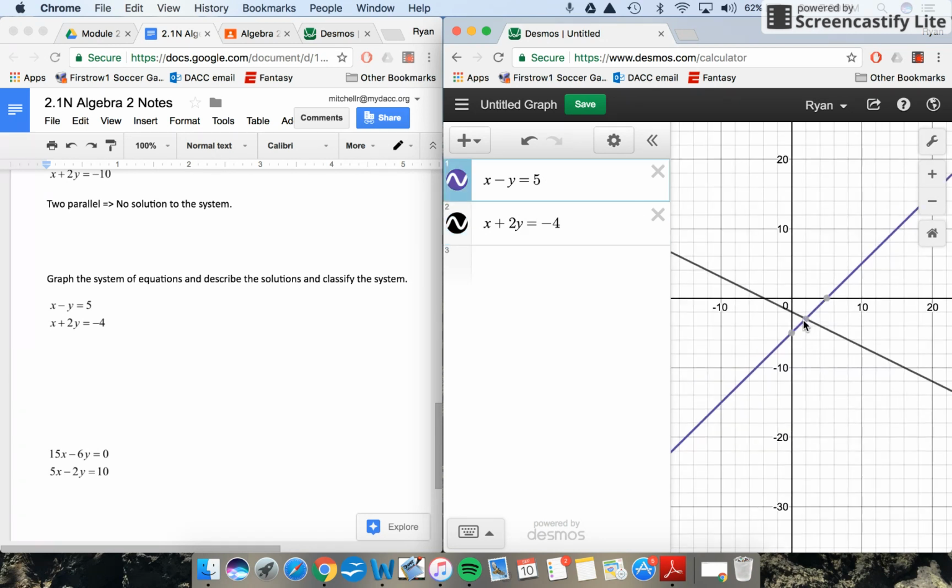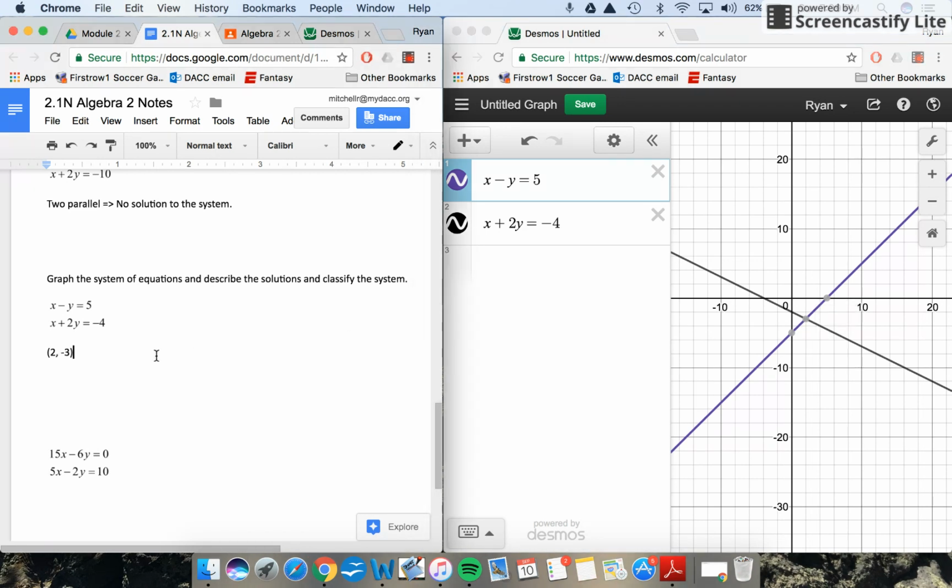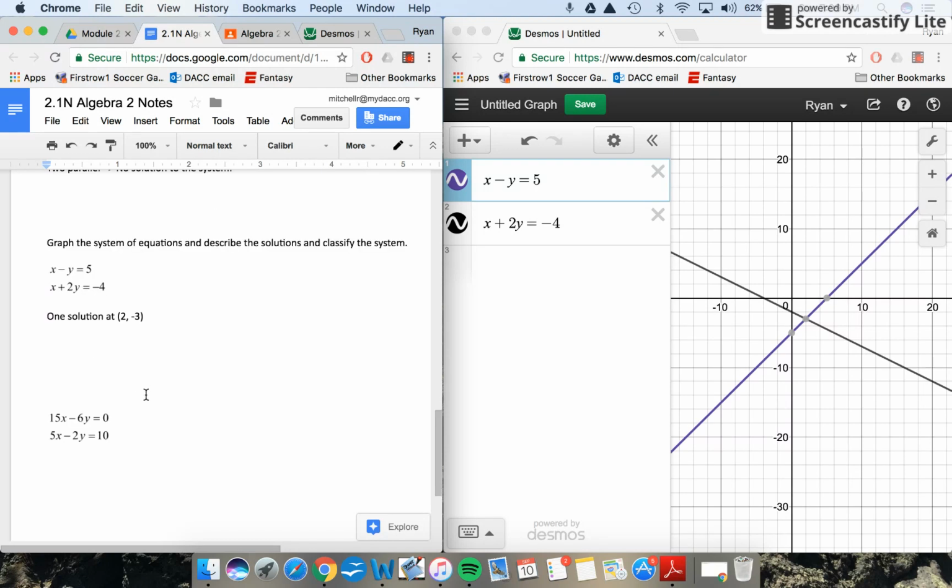These two are now graphed. We can see there is one solution because there's an intersection point. That solution is 2, negative 3. And let me make a note. There is one solution, and that solution is at 2, negative 3.